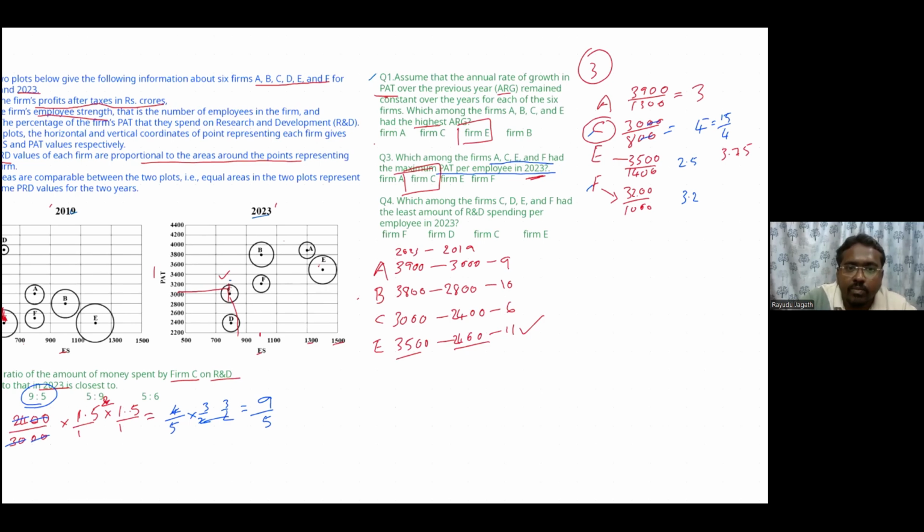Answer for question number 4. Question number 4: which among the firms C, D, E, F had the least amount of R&D spending per year in the year 2023? R&D is proportional to the area around the central point. So for 2023, we consider C, D, E, F.